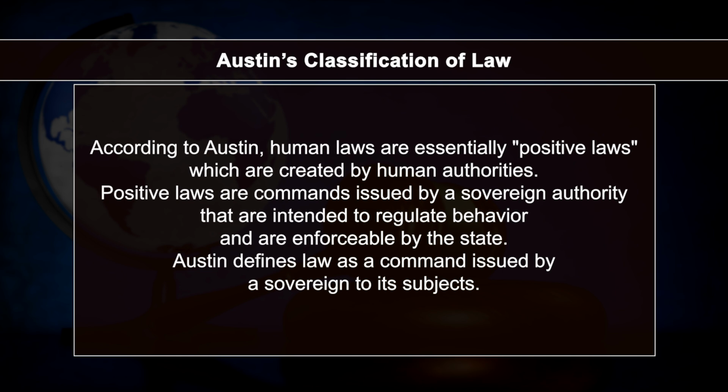Austin defines law as a command issued by a sovereign to its subjects. A law is a directive that obliges individuals to act in a certain way or to refrain from certain actions, backed by the possibility of sanctions if the command is not obeyed.